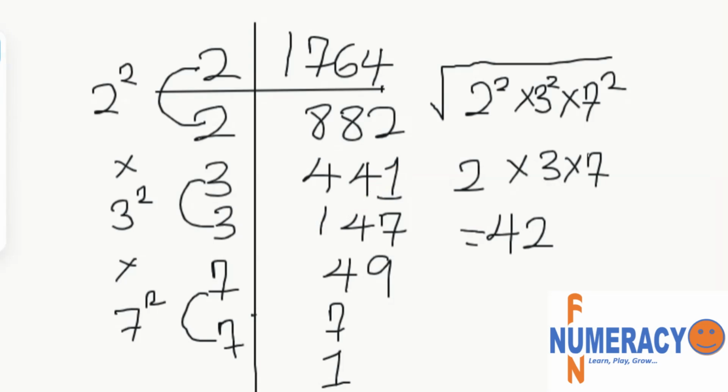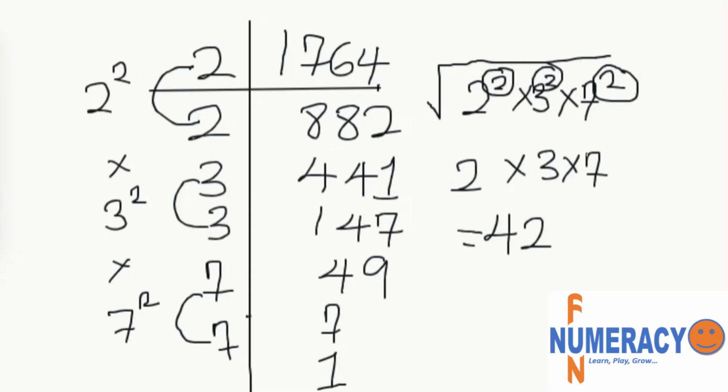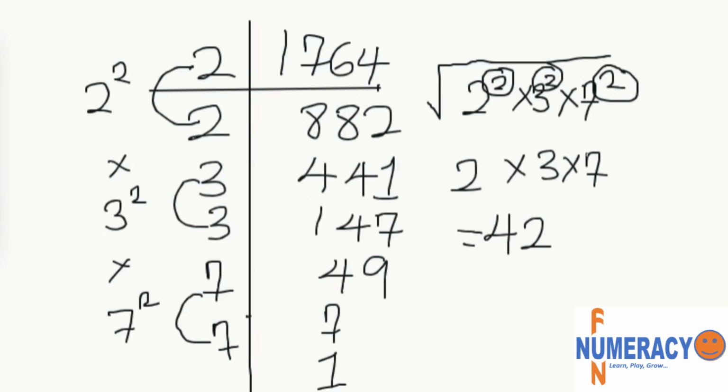Now you will notice that here we have even indices. This is a 2, this is a 2, this is a 2. Now it can be a 4, it can be a 6. So once it's an even index, it's a perfect square. Now, if we have 2 raised to power 2, 3 raised to power 2, and just 7, or 7 raised to power 1, or 7 raised to power 5, once it's an odd index, then it can't be a perfect square. We can't find the square root.